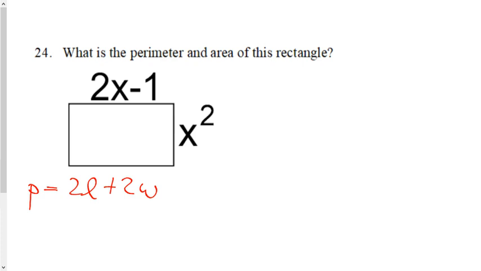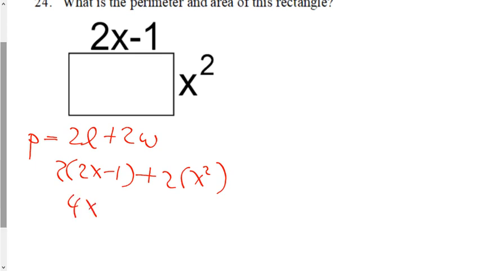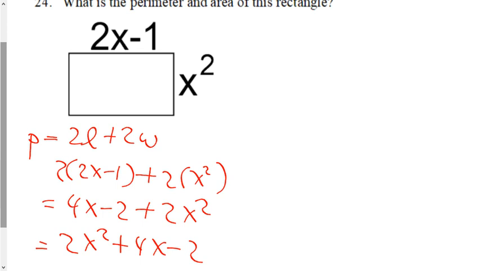That's fine. If you did that, you have 2 sides that are 2x minus 1, and you have 2 sides that are x squared. When you expand this using distributive property, you get 4x minus 2 plus 2x squared. That is actually the perimeter, but a smart person would reorder those terms to make it 2x squared plus 4x minus 2. Either one of those perimeters is correct. This is worth 3 points. Each term is worth its own point. That term has to exist, that term has to exist, and that term, or in a different order, is fine as well.